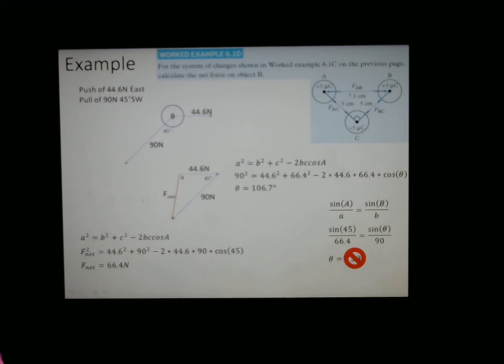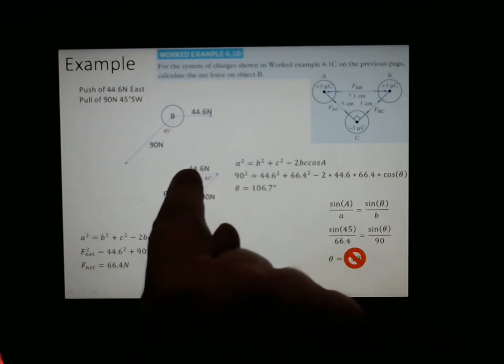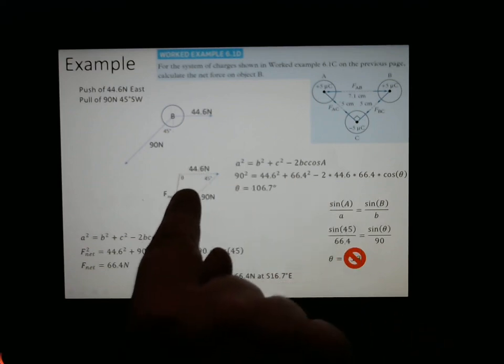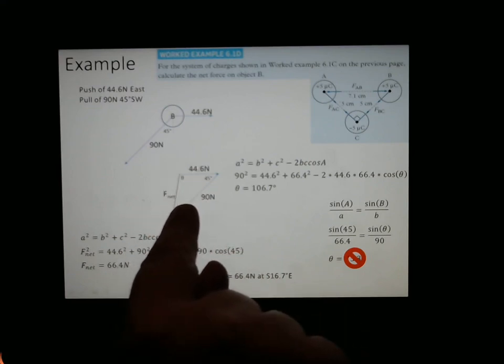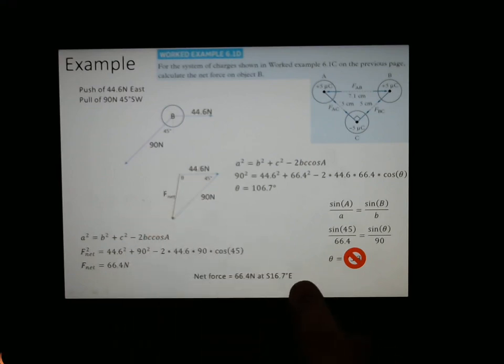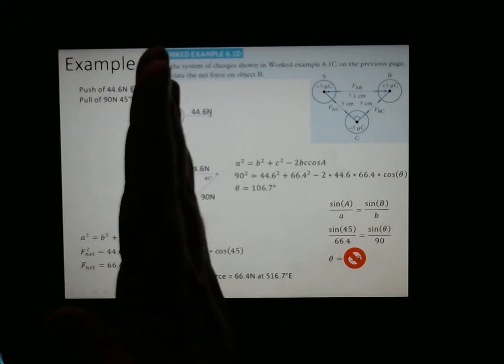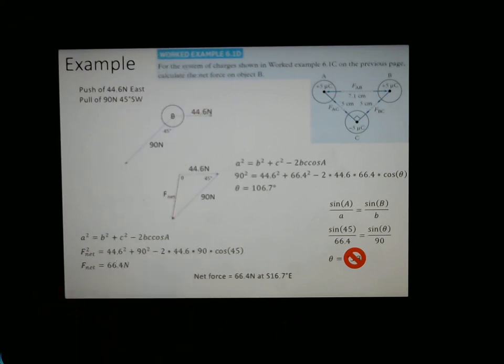Let's put the answer in words now. So we have a net force here of 66.4 newtons, and we can see here that this is 106 degrees from east all the way past. Well, 90 degrees would take us south. I've made a mistake there. That should read south, 16.7 degrees west. Okay, so make sure that you fix that up in your books if you're copying down this solution here, because this is a little bit to the west of our south here.